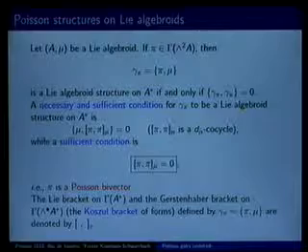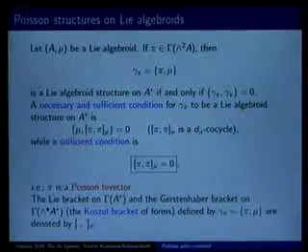Okay, if you extend this bracket of one forms to forms of all degrees, it's called the Koszul bracket, and it was introduced by Koszul in his paper in 1985, I think.